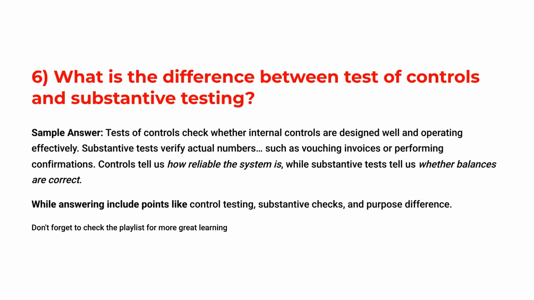What is the difference between test of controls and substantive testing? Sample answer. Tests of controls check whether internal controls are designed well and operating effectively. Substantive tests verify actual numbers, such as vouching invoices or performing confirmations. Controls tell us how reliable the system is, while substantive tests tell us whether balances are correct. While answering, include points like control testing, substantive checks, and purpose difference.